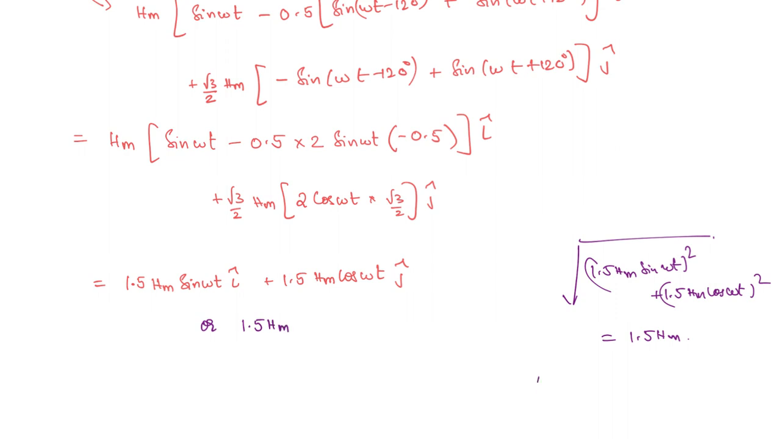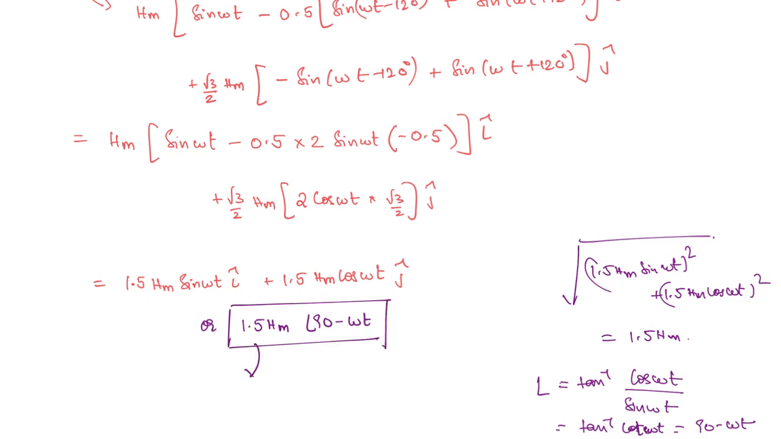And what about the phase? The phase is going to be tan inverse of cos omega t divided by sine omega t. 1.5 Hm will be cancelled, right? So you get tan inverse cot omega t. Cot omega t you can write as tan of 90 minus omega t. Finally, you are going to get 90 minus omega t. So angle 90 minus omega t. That means the magnitude is remaining constant while the phase is changing with respect to time. This is the important part, because this is where you will see that you are getting a rotating magnetic field.